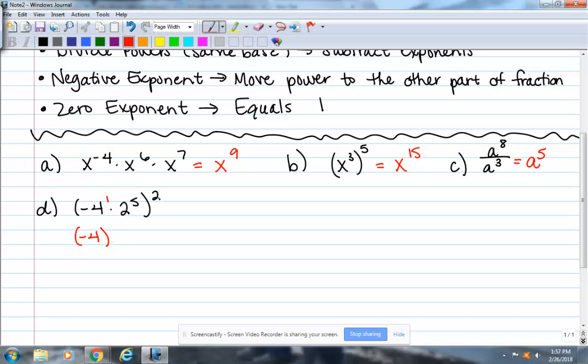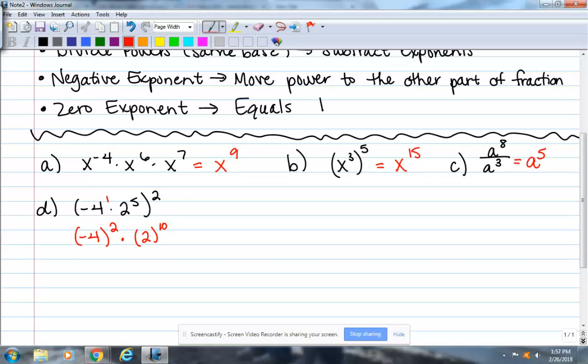So I'm taking a power here. Well, that's what those parentheses mean to do. So I have to multiply the powers. So 1 times 2 is 2, so negative 4 squared, times 2 to the 5th power squared is 2 to the what? 10. So if it already has an exponent, you multiply.